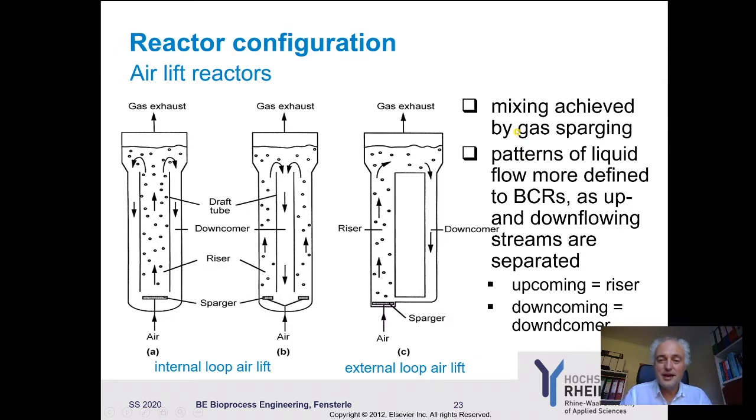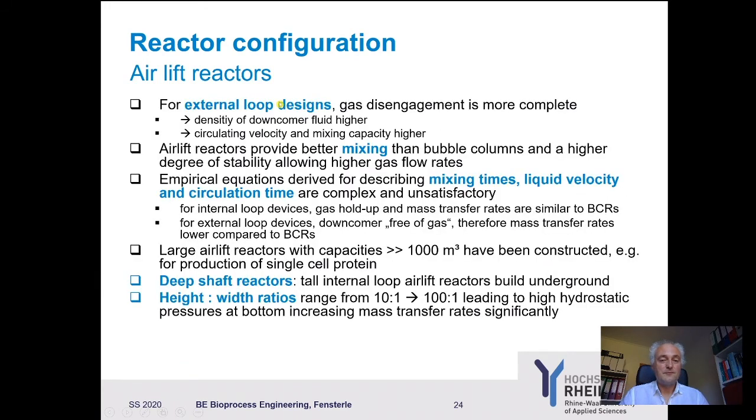And the patterns here are more defined as in bubble column reactors. So in bubble column reactors, as we have said and we have discussed, it's very heterogeneous. That's what I want to achieve. So here it's clearer. And we have achieved that by separating up and down flows. Okay. Now, for external loop designs, the gas disengagement on the surface, so that the gas leaves actually your liquid, is more complete. It's easier to achieve because it's more regular.